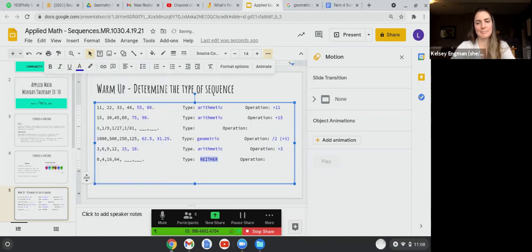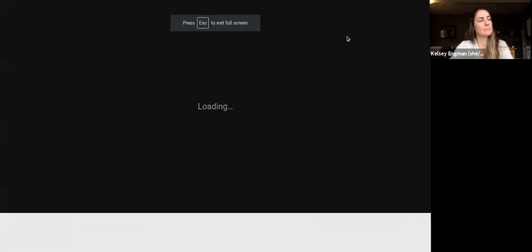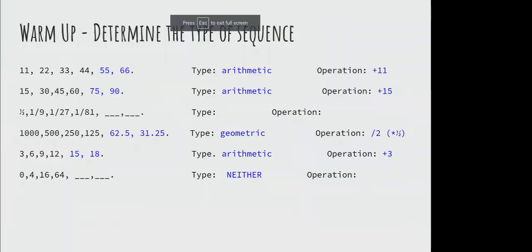Ladies and gents, the last one is neither. Because yes, in the beginning, the rule that would come to your head first would be multiply by 4. And it does work as we move from second term to third term to fourth. But it does not work when we move from first term to second.